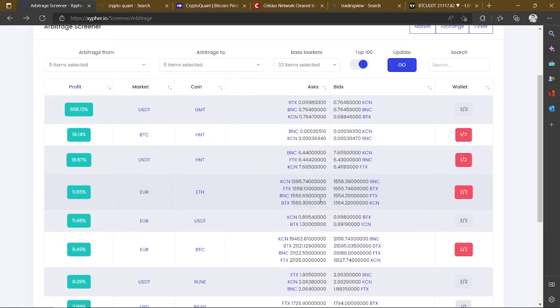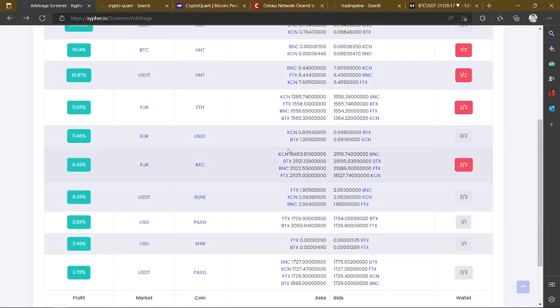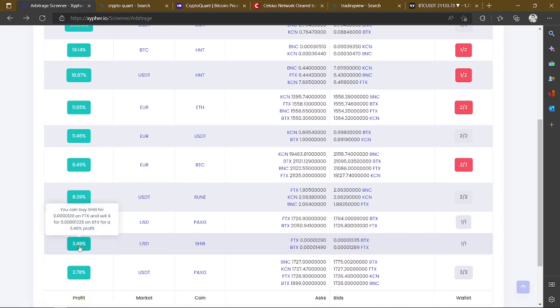If I take another arbitrage opportunity over here, if I scroll down, you can see that we actually have Shiba Inu as well, meaning that you're going to buy it from FTX at a cheaper price, which is 12 cents, and sell it to BTX at this price. You make 3% by using this crypto arbitrage opportunity.